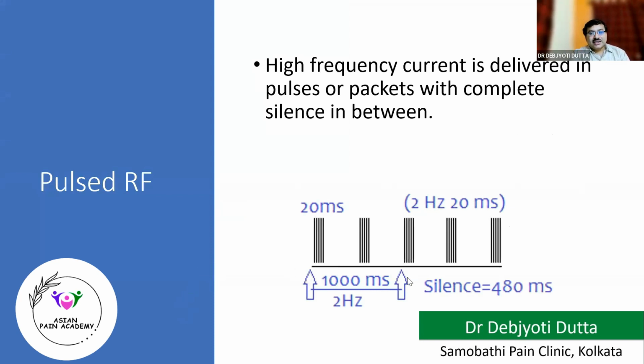Say there is a 20 millisecond pulse of electric current. Then there is a pause of 480 milliseconds. Okay. Then again there is a 20 millisecond pulse of electric current. Then there is a pause of 480 milliseconds. So that means in 1 second there will be a 20 millisecond pulse, twice. And that is known as the pulsed electricity. Okay. So high frequency current, but delivered in pulses, and in between there is a complete silence. This is known as the pulsed radio frequency.